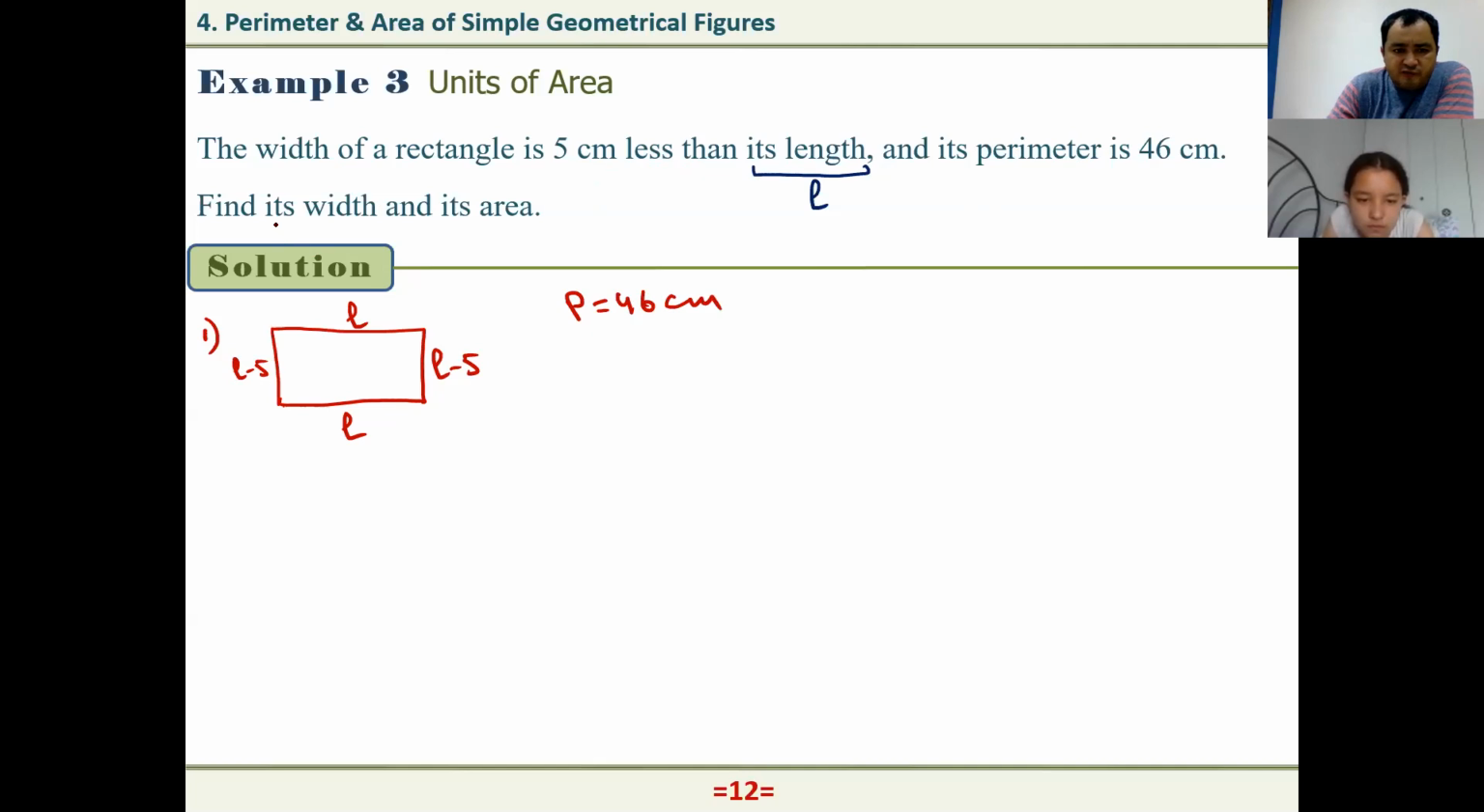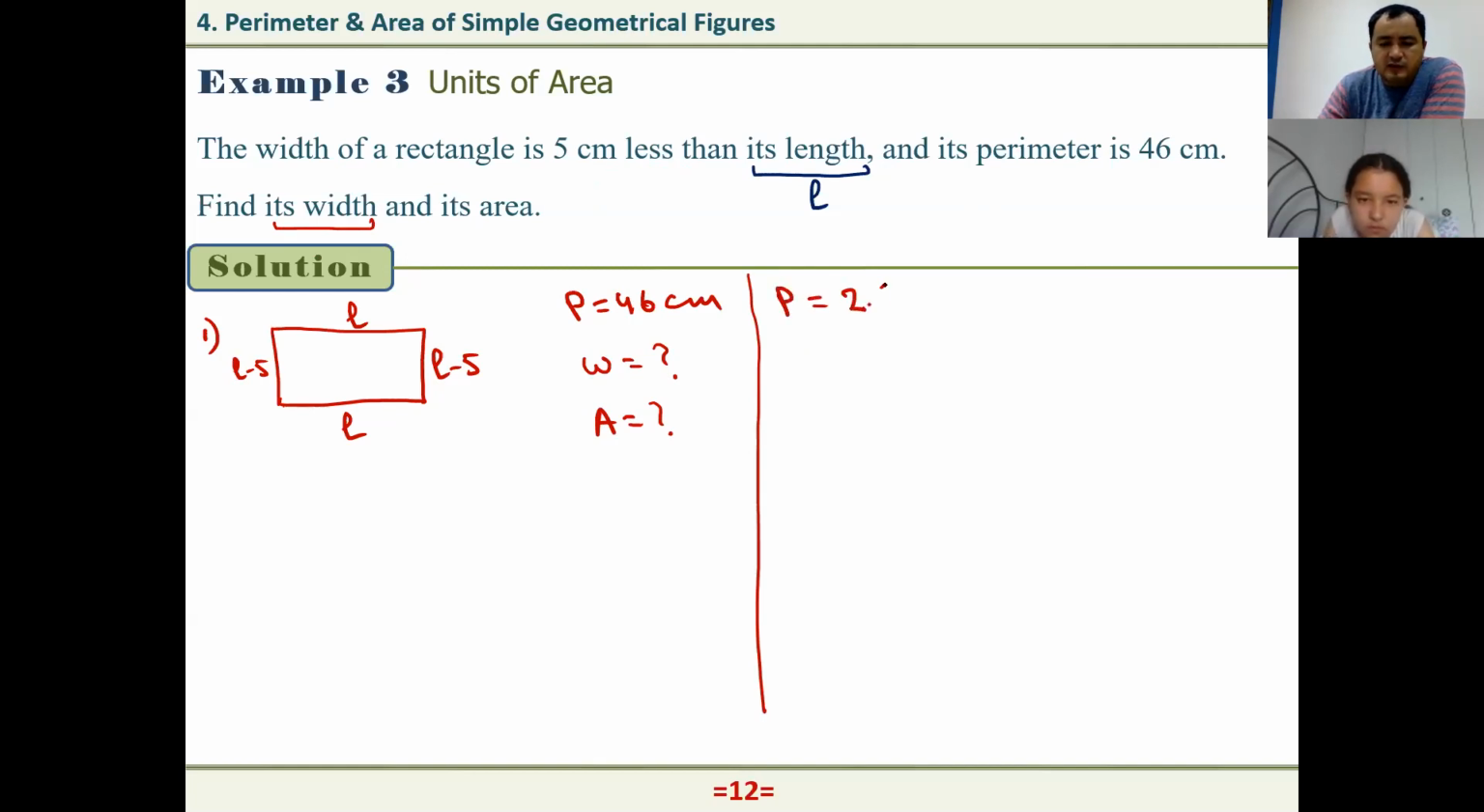The question is find its width. So the question is find its width and its area. So also we need to find its area. There are 2 questions, right? To solve this, number 1, using the perimeter again. What is the perimeter? Perimeter equals 2 times length plus width or breadth, the same thing. It's given, it is 46. And 46, I can write it as 2 times 23, right?